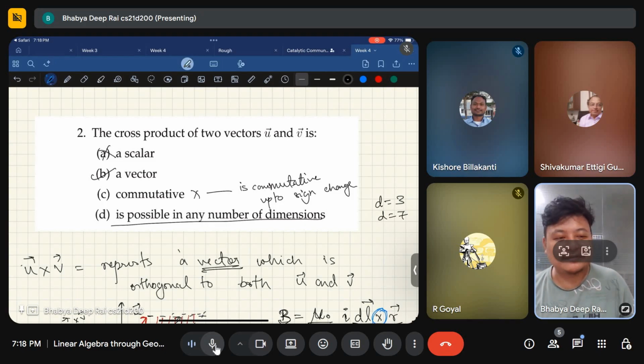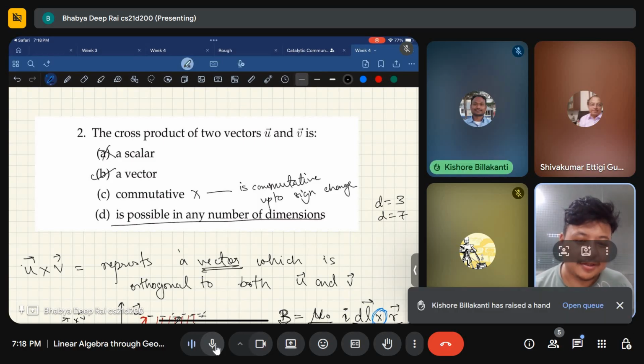In fact, between 3 and 7 you cannot find cross product, and below 3 also you cannot. I mean, it's not possible to always find cross product. So it's not well defined, in fact. Yeah, Kishore.